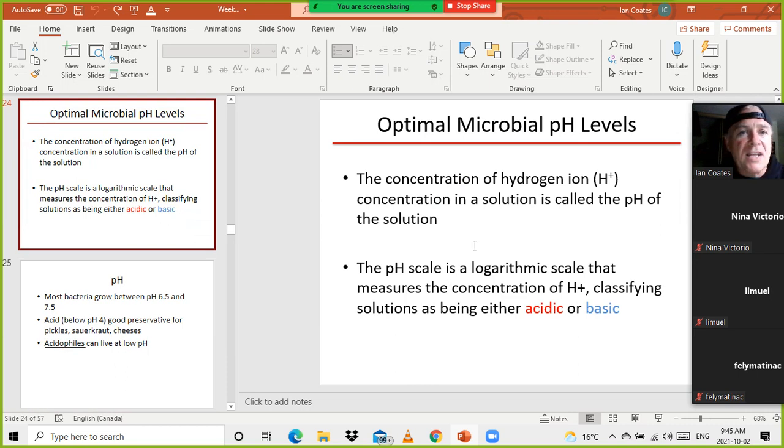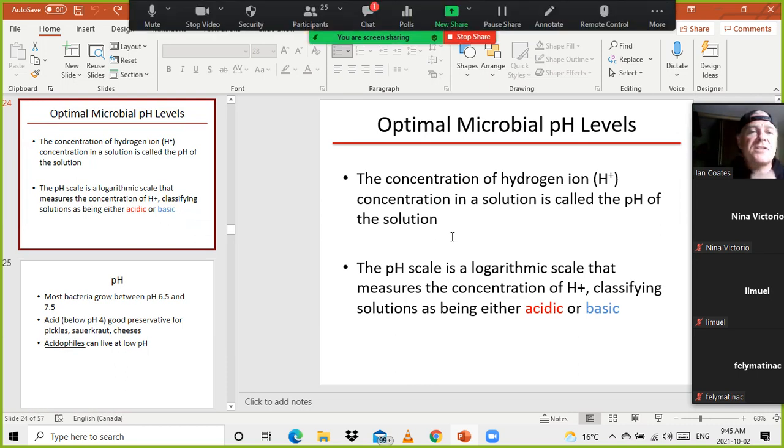The pH levels, the concentration of hydrogen ions. Now, I asked my students this when we introduced pH: which is more dangerous, an acid or a base? And the answer is neither. Both acids and bases can be dangerous. But then there are acids and bases that we use all the time.